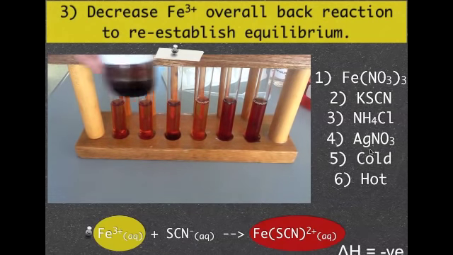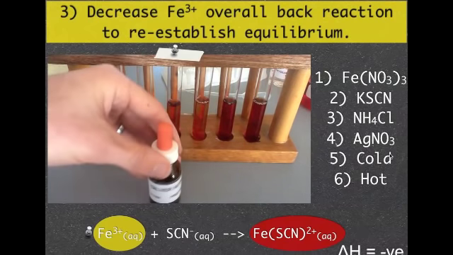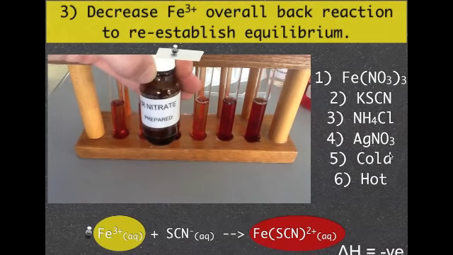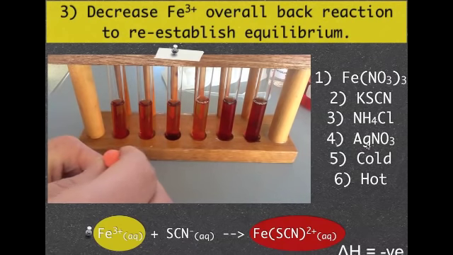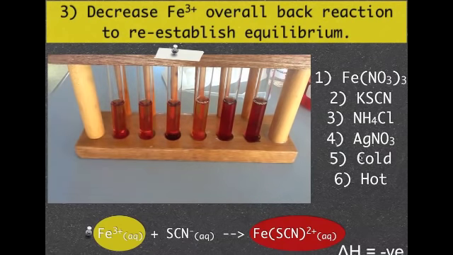Next, we're going to add some silver nitrate. There it is there, 0.1 molar of silver nitrate. Now the silver nitrate is going to form a complex, a precipitate between the silver and the cyanate ion. And that's going to be a white precipitate, and it's going to take away this cyanate.